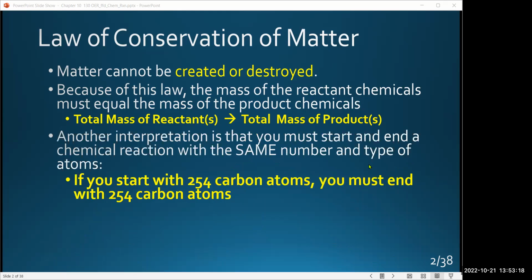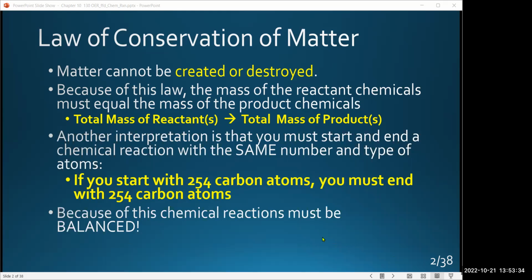Now, the conservation of matter says that if I start off with an X number of carbons, for example, or any of the elements, let's say 254, at the end I'm going to end up with 254 carbon atoms, or any other elements that are involved in the reaction, okay? They're just going to be in different forms. And what we do is we start adding coefficients to balance these chemical reactions, okay?